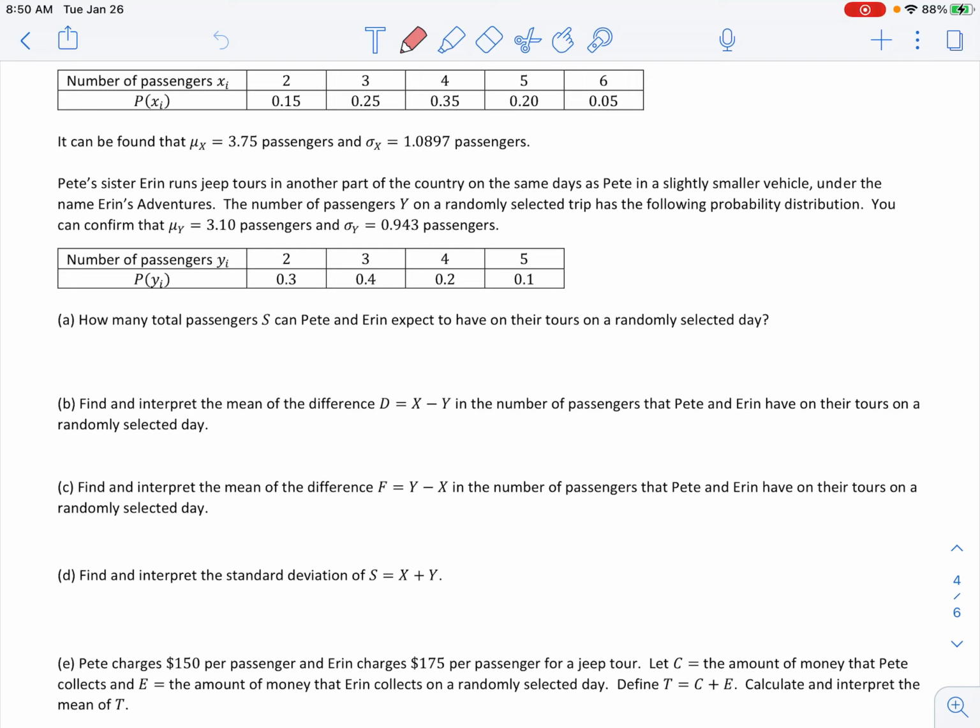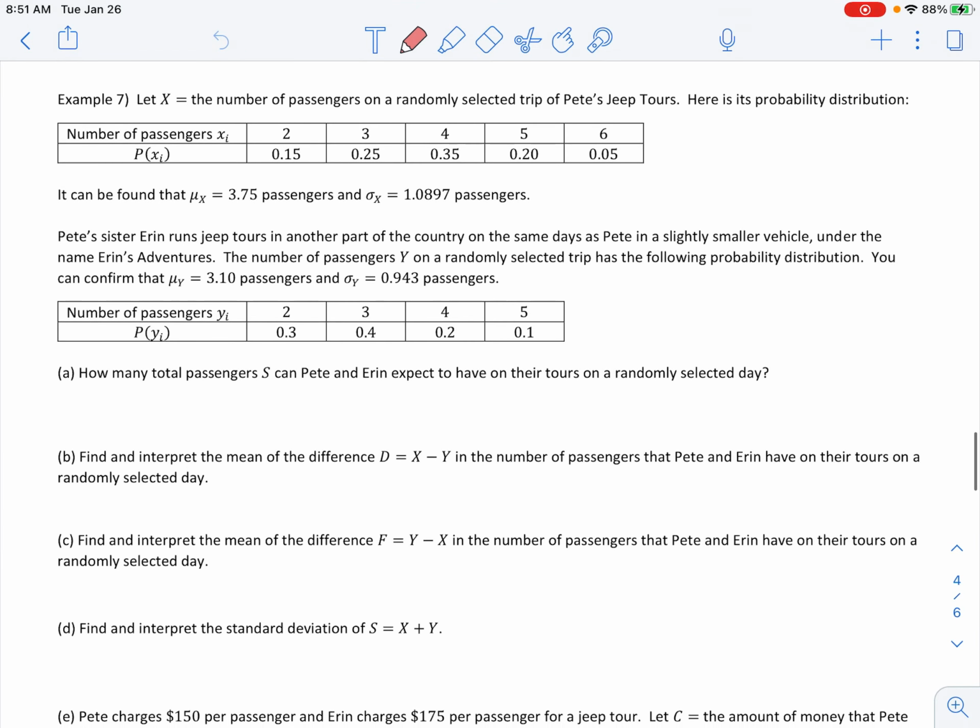I'm doing part B, the difference D, which is defined as the random variable X minus the random variable Y. So this is, what was X earlier? The number of passengers on Pete's Jeep tours minus the number of passengers on Aaron's Jeep tours. So I want to find the difference. Our rule was, if you are finding the mean of a difference, you are allowed to subtract your means. So the rule was you can just take the mean of X and subtract the mean of Y.